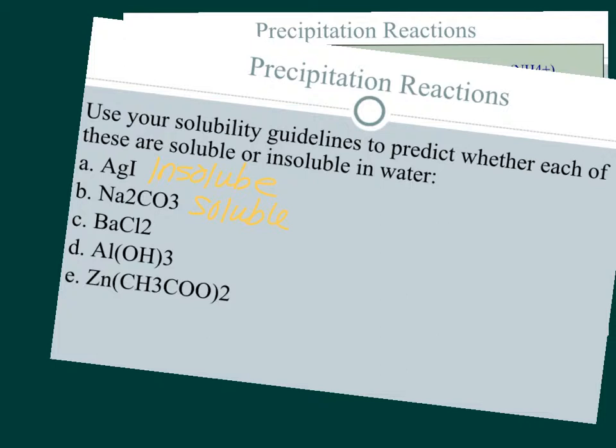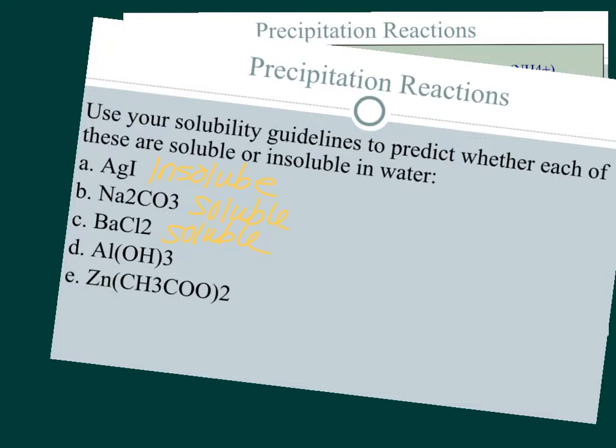Barium chloride. Okay, we have no rule about group 2, but we have a rule about chlorine. The Cl falls under the halogen rule. Soluble unless combined with silver, lead, or mercury. Silver, lead, or mercury. So this is going to be soluble.